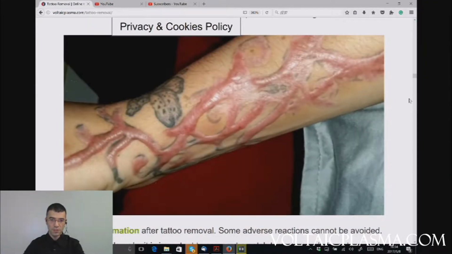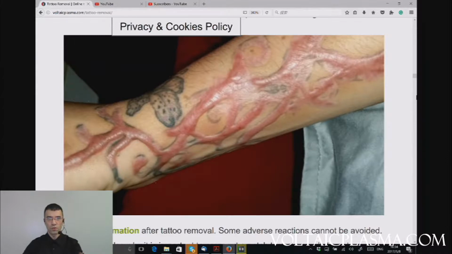This is a picture showing one of the reactions that you can get after a tattoo removal procedure. In this particular case, we've got a keloidal formation. We had a case in Amsterdam where a boy had a keloidal formation after a tattoo removal procedure using lasers. So it can happen, unfortunately. And this is something that cannot be avoided simply because any tattoo fading procedure has to attack the dermal layer.